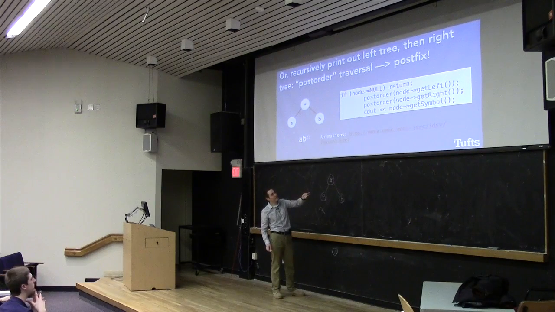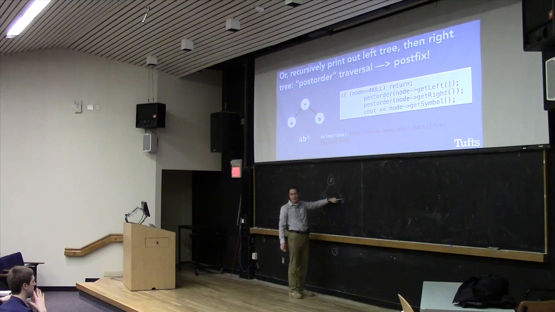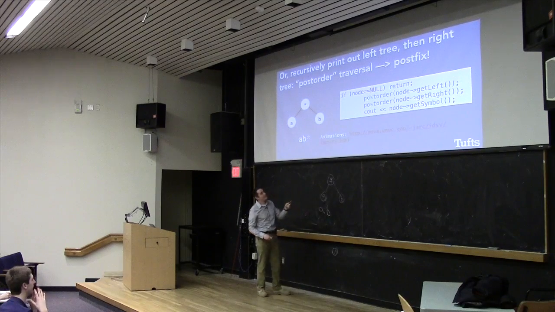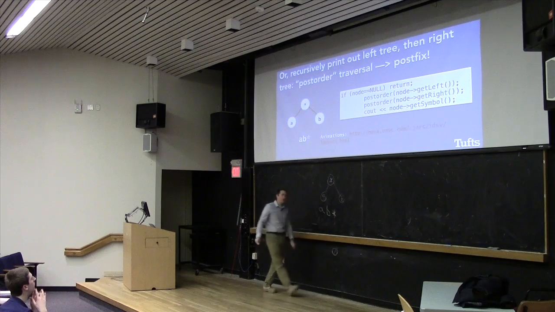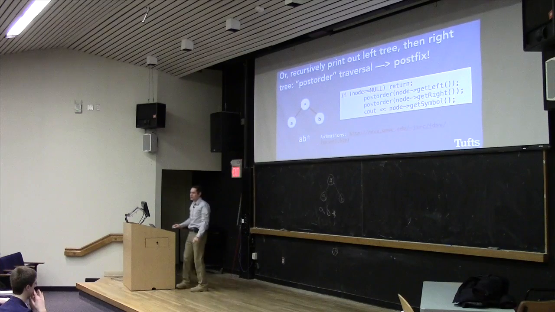It doesn't get to print anything yet. But it then goes to the right. The right one goes down here. It doesn't have any children, so those just return, and then it prints out B. And then it finally gets back up to the original one and prints its own symbol out. What do we get? We get postfix notation. No parentheses at all. Woohoo!